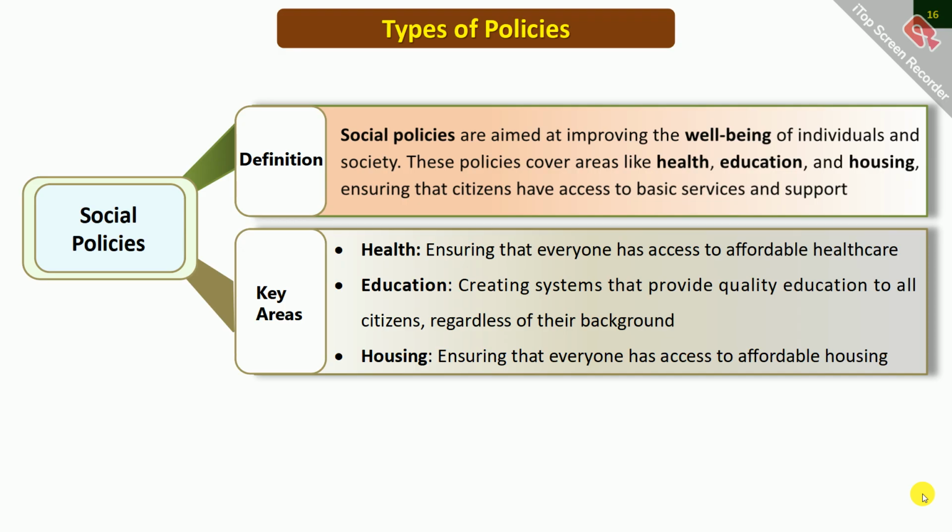The second type of policies are social policies, which are aimed at improving the welfare of individuals and the society at large. These policies cover areas like health, education, and housing, and also ensure that citizens have access to these basic services and support. Key areas in social policies include health, that is, ensuring that each and everyone has access to affordable healthcare. Then education, that is, creating systems that provide quality education to all citizens regardless of their background. Housing, that ensures that everyone has access to affordable and quality housing.